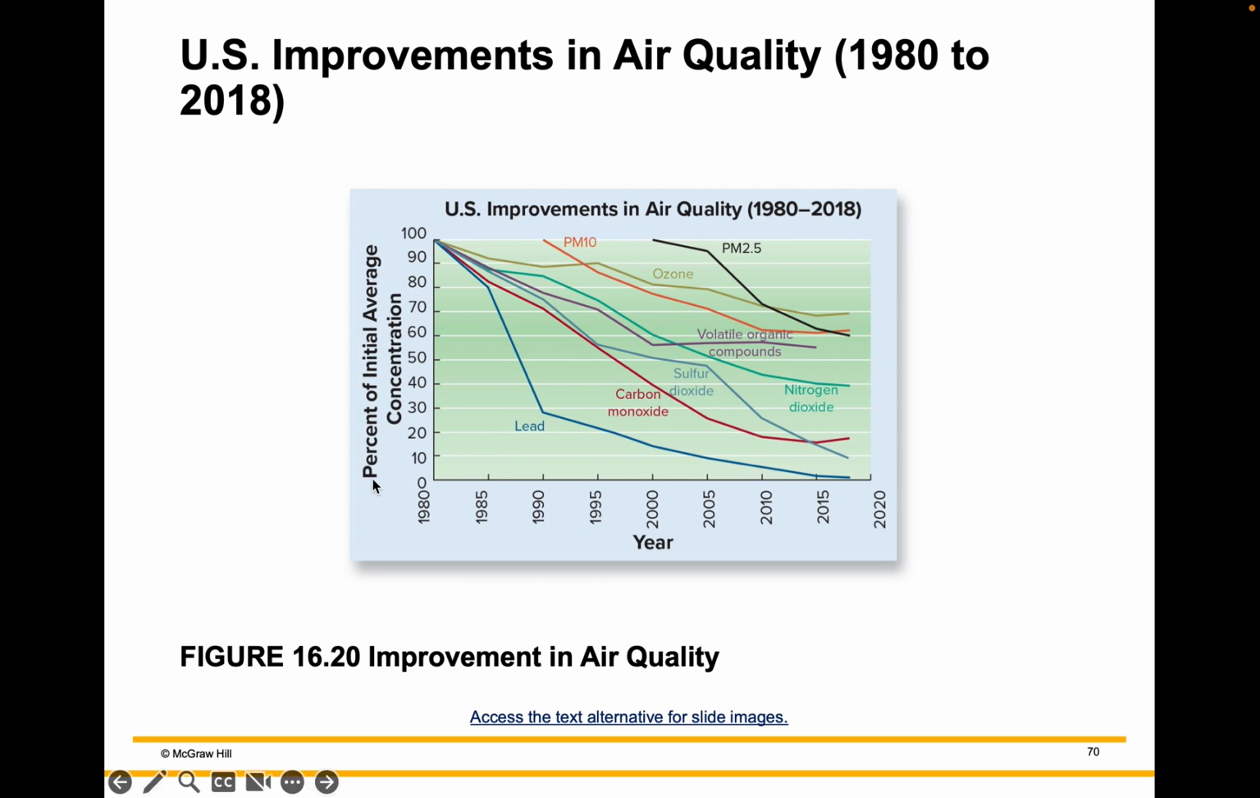And here's a nice visual to show you. So these are U.S. improvements in air quality from 1980 to 2018. So they all start at 100%, right? Because that's 100% is just whatever the 1980 level was. But you can see for all of these different pollutants, the trend is the same. Once we begin to regulate and set limits, the amount released drops substantially. Like the amount of lead released now is almost zero. That's huge.